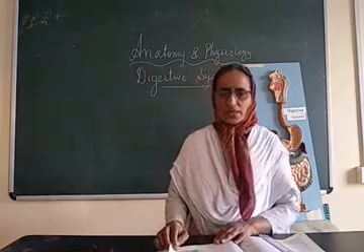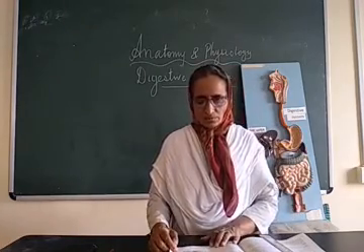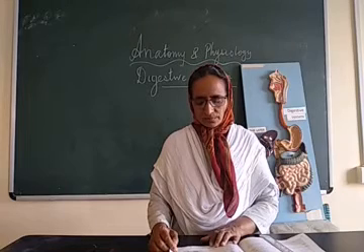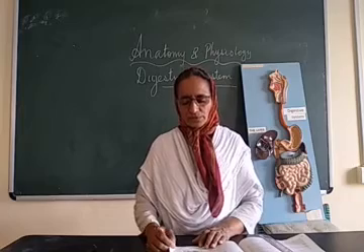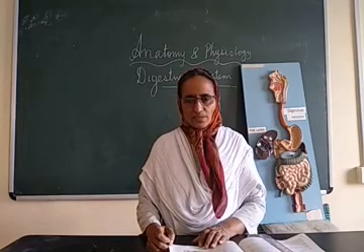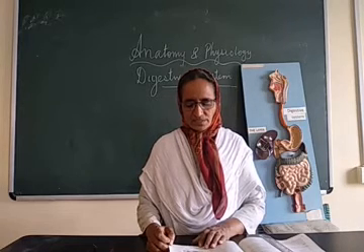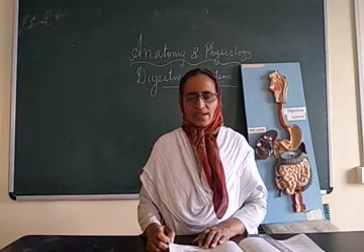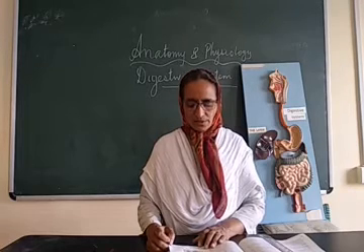You can see the structure of the tooth. The tooth has a crown, neck and root. The upper covering, the white covering of the tooth, is known as enamel. The inside portion is known as dentine. There is a pulp cavity. There exist the artery and the vein and also the lymph capillaries.